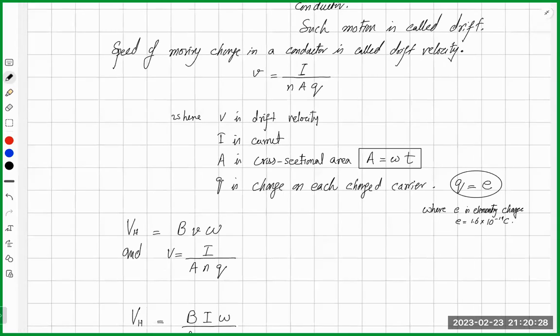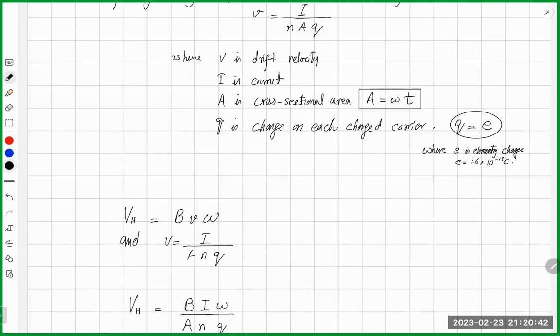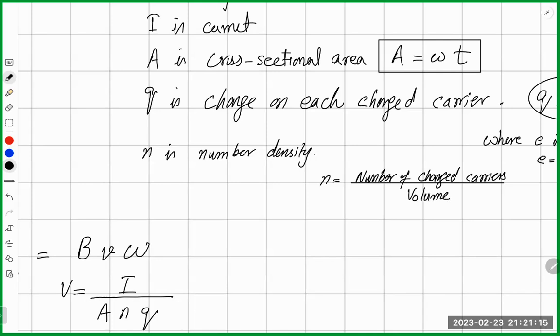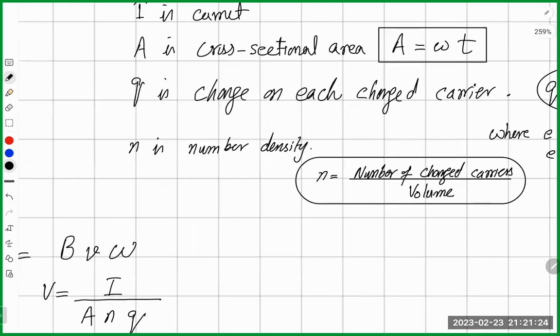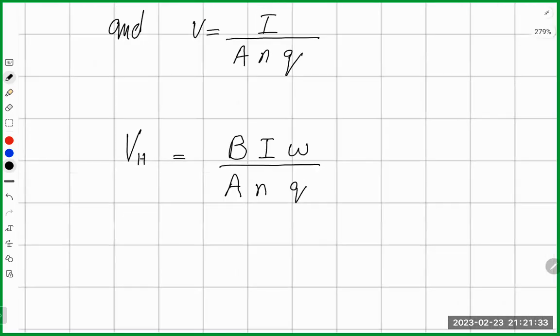I made the whole list because everybody knows what Q, A, and I are. The only thing that was important was what is N? Normally, we think that N is a number, but in this case, N is not a number. It is charge density or number density. N is number of charged carriers divided by volume. Its unit is per meter cube.